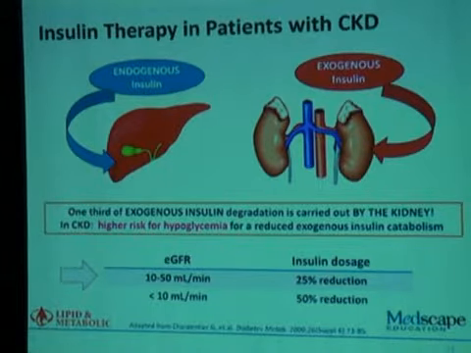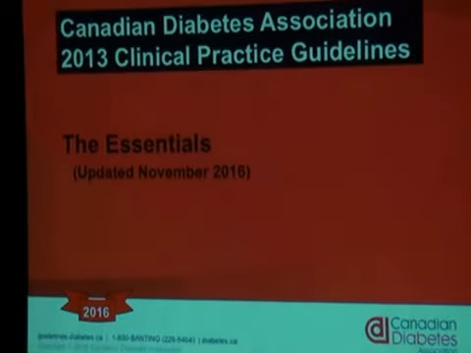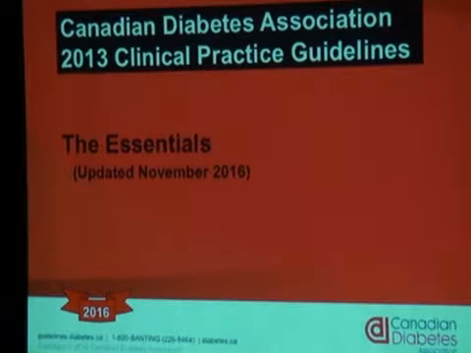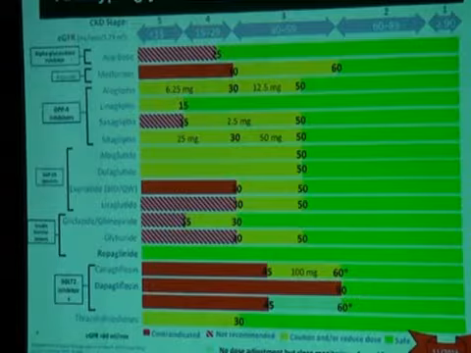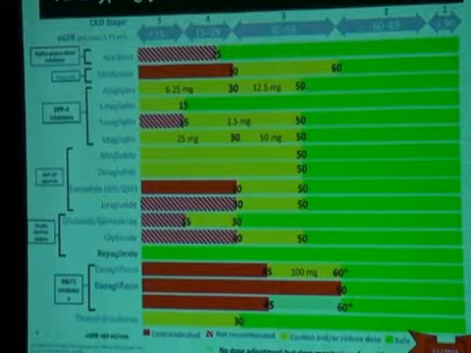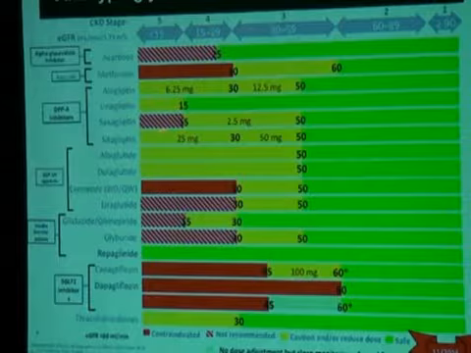So if it's 10 to 15 mils per minute, you have to do a 25% reduction, and if it's less than 10, you have to do a 50% reduction. And according to the Canadian Diabetes Association Update 2016, these are the drugs that can be used with advancing kidney disease. And you can see here that metformin is to be stopped at 30, and saxagliptin is not recommended to be given. And sitagliptin, you have to reduce the dose.